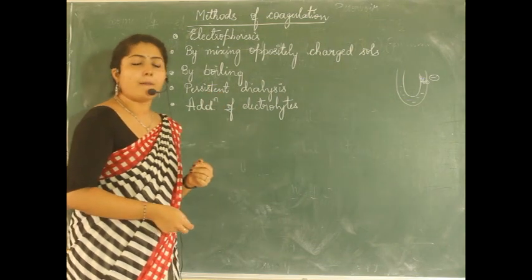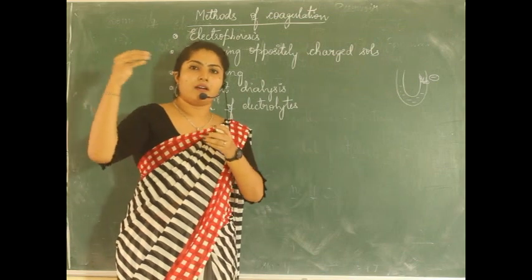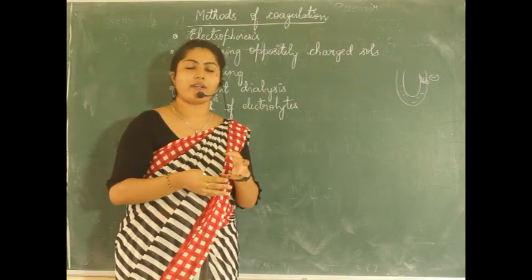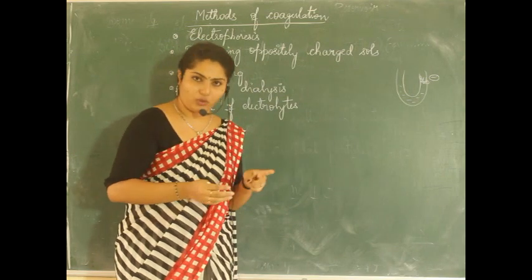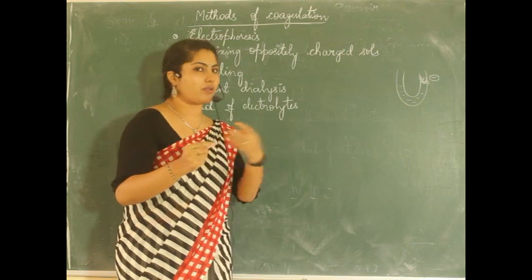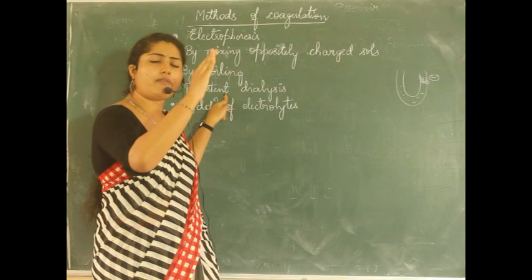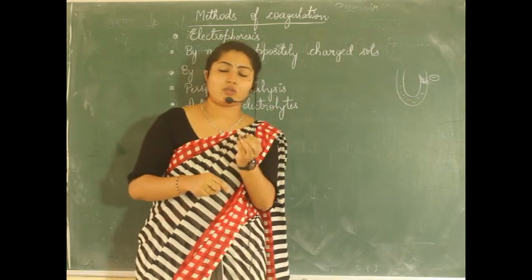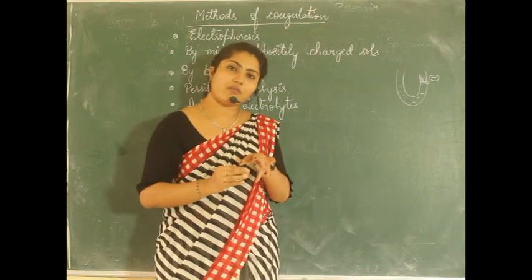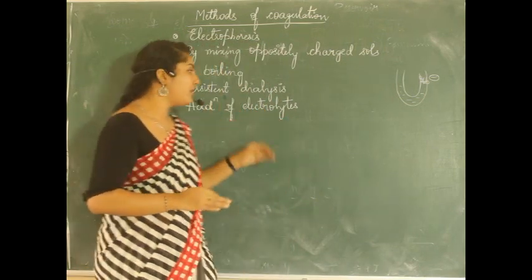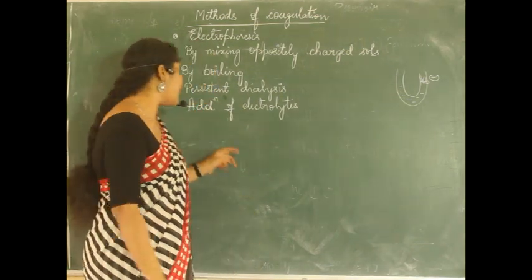Persistent dialysis. Dialysis you know, isn't it? Again, in a membrane, the colloidal solution is taken and it is continuously washed. Excess electrolytes or any impurities present will be washed away. Persistence means continuously; if you keep on doing it, the electrolytes which are required for the stability will also be removed. Then coagulation takes place. It loses its stability and hence it precipitates.